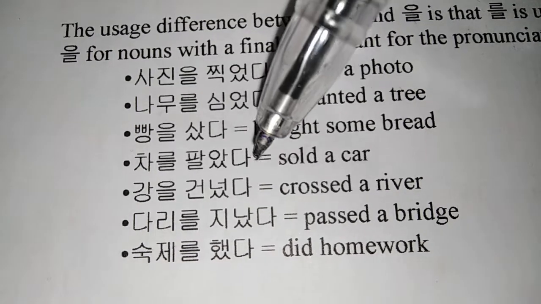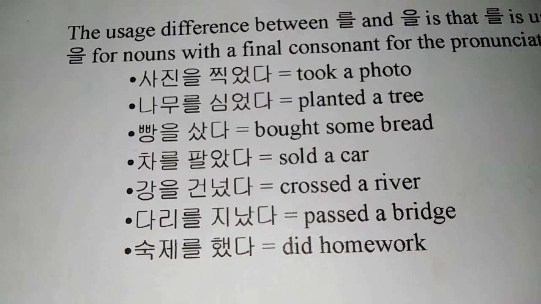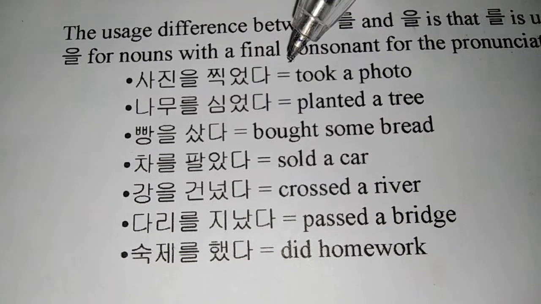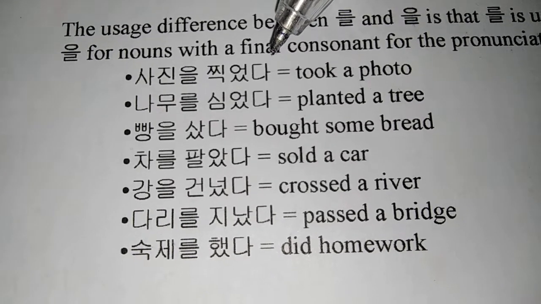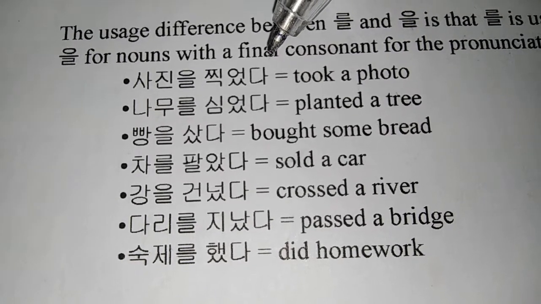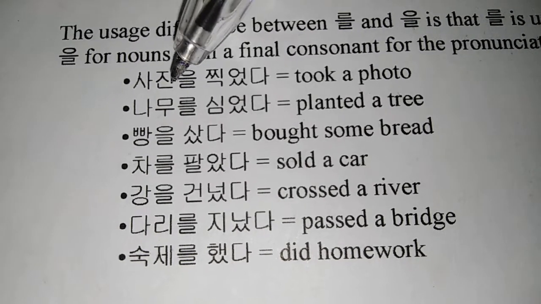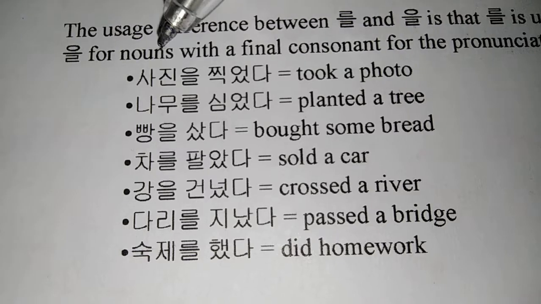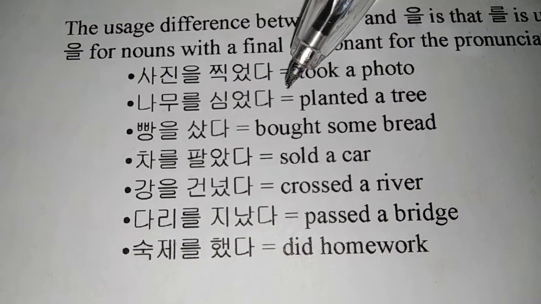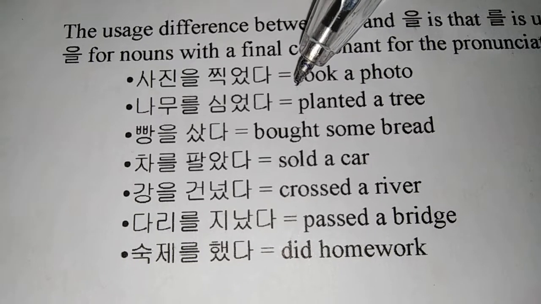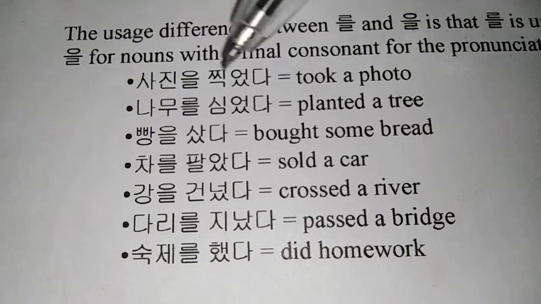You can look at that in all the examples that I have said earlier or the examples I'm gonna say now. Sajinir chigotta, took a photo. So chigotta is chigda. Chigda means take. Chigotta, took. Namurur shimotta. Namu means tree. So namurur shimotta. Shimda is plant. That is verb, plant. And shimotta is planted.